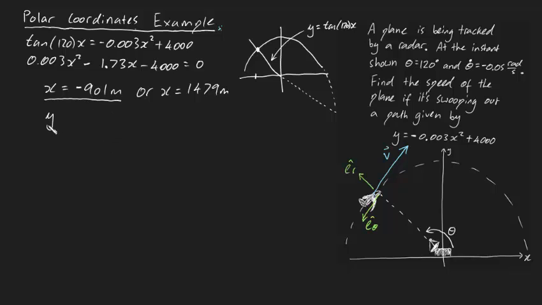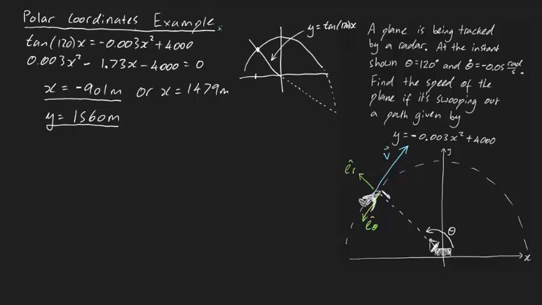We can solve for the y-coordinate of our plane at this instant by plugging in x equal to minus 901 into this equation or into this equation. Let's plug into this one because it'll be easier, and we can prove that y is going to be equal to 1560 meters. So far, so good. We've found the position of our plane at this instant.